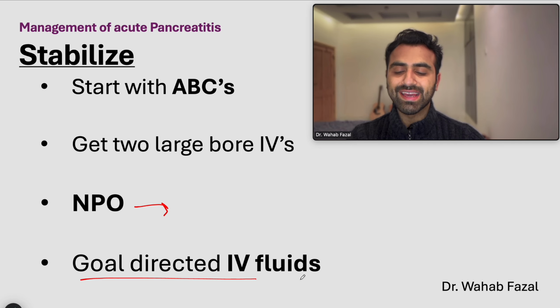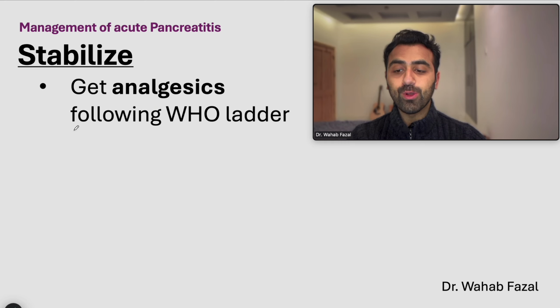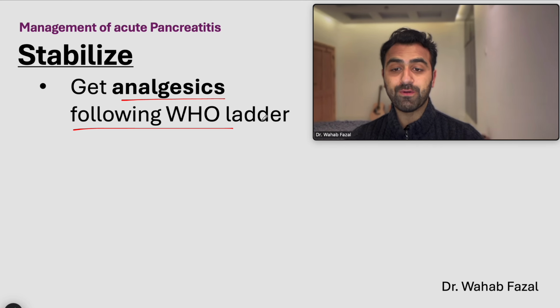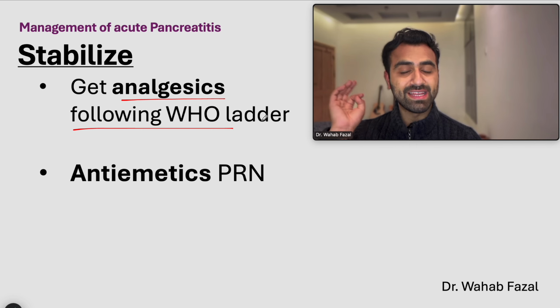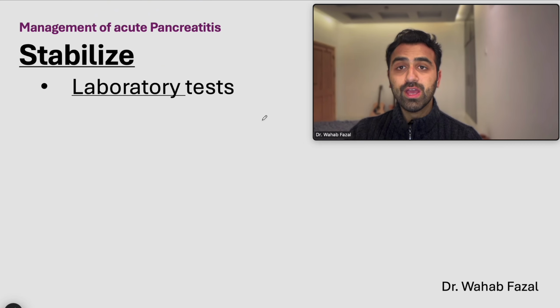Then we want to start goal-directed IV fluids. What is goal-directed IV fluids? I'll talk about this in a bit. Then you want to give analgesics following the WHO ladder. So this patient has walked in, you want to get 2 large bore IVs, do the ABCs, give IV fluids, and give analgesia because they might be in a lot of pain. Patients with acute pancreatitis report a very strong stabbing pain that goes from the front to the back, so you need to give them analgesia. Then antiemetics PRN: if this patient is vomiting or nauseous because there is active inflammation in the body, you want to give antiemetics. And then you want to get general surgery and GI on board for this patient.